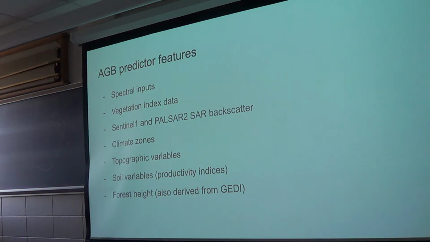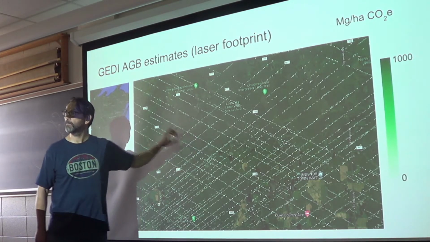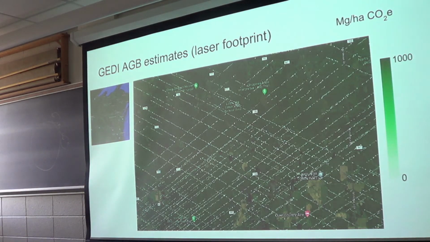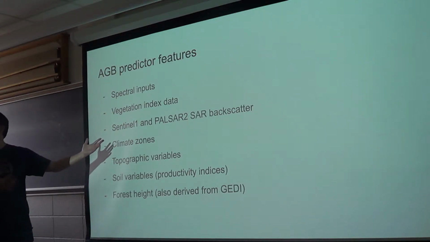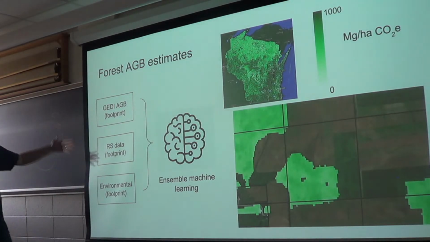Then, if I can go back to here, our goal is to take this data, train on those footprints, and make a wall-to-wall map. So what do we have in between, in the gaps? Well, we have a lot of remotely sensed inputs. We have spectral data, vegetation indices, SAR data, and environmental covariates, etc. These are all the inputs we can use to make the prediction. There are about 120 inputs if you look at all the derivative variables. All of those go into a machine learning algorithm, in this case an ensemble machine learning algorithm, random forest and a bunch of other regression models.